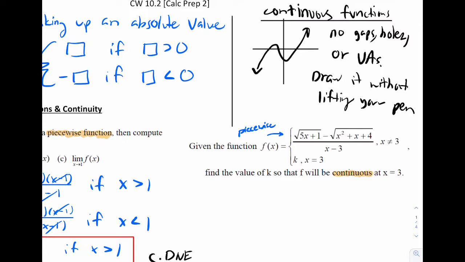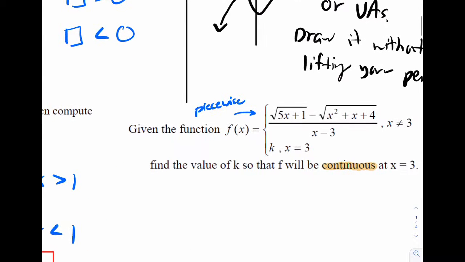So here it says, given this function, complex, pretty interesting there, find the value of k so that f will be continuous at x equals 3. So essentially, we're trying to figure out how do we make these functions match. So if you imagine this, I'll do a sketch. This is not accurate of what it would be, but the concept would be, here's some function. There's going to be a hole, because this thing is not defined at 3. So let's say this is 3. We want to fill that hole right here. So we want this to be k.